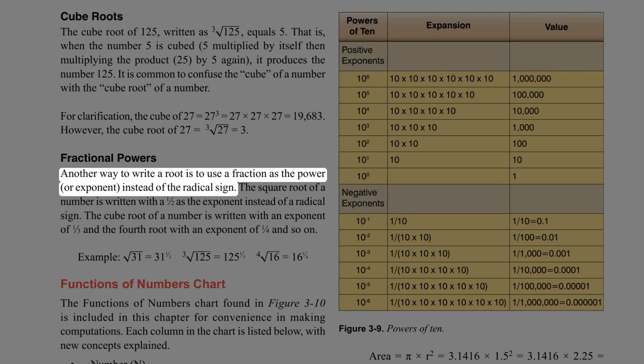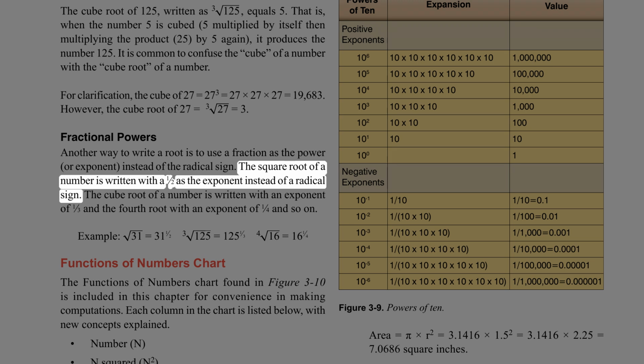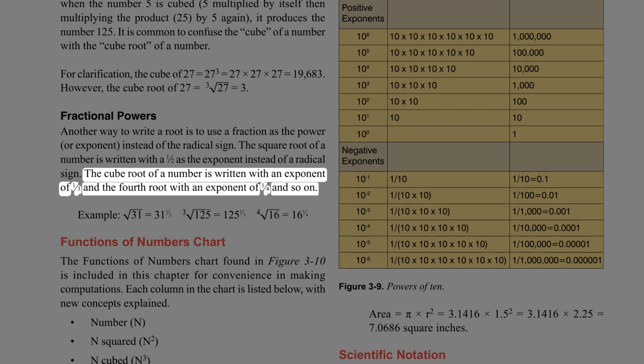Fractional powers. Another way to write a root is to use a fraction as the power, or exponent, instead of the radical sign. The square root of a number is written with a 1/2 as the exponent instead of a radical sign. The cube root of a number is written with an exponent of 1/3 and the fourth root with an exponent of 1/4 and so on.